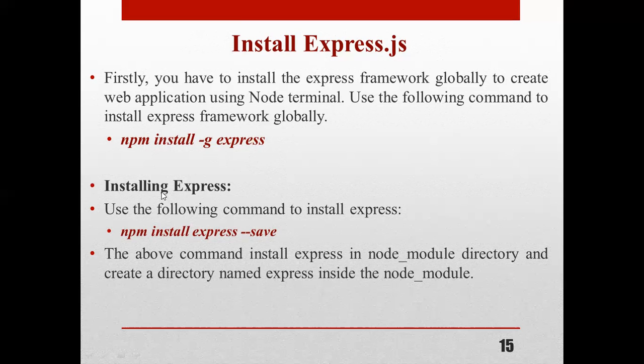Then installing Express locally. How to install this? Using npm install express --save. The above command will install Express in the node_modules directory and create a directory named express inside node_modules. If we have installed Node.js, then inside the node_modules directory it will create another directory, that is express.